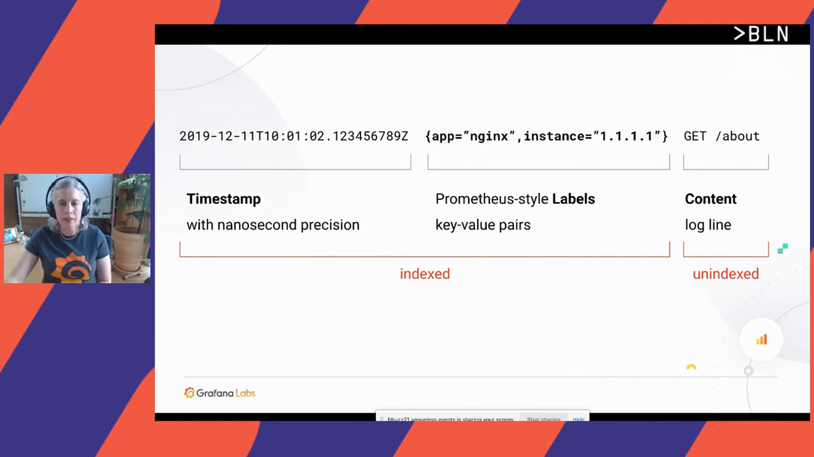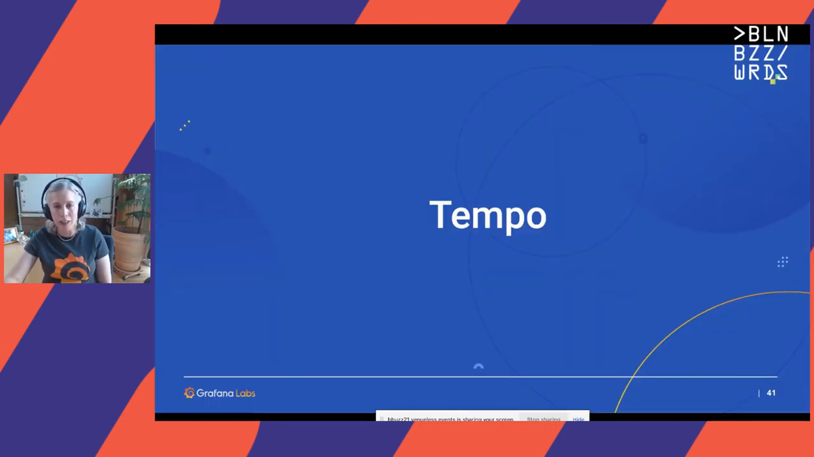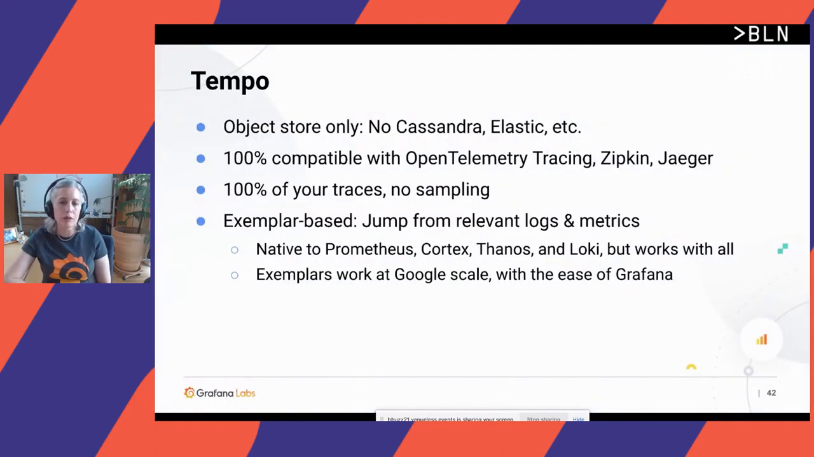So that gets us logs. Remember I said we have three pillars of observability. We have metrics, we have logs, and we have traces. And for traces, this is the newest child of Grafana Labs, also an open source project, also AGPL licensed. Tempo is there for traces. This is an object store only. It's 100% compatible with OpenTelemetry tracing. It's not sampling. This is all of your traces that are getting stored.